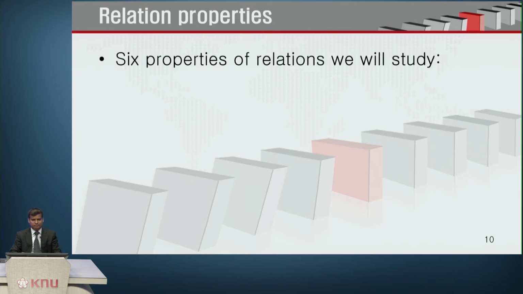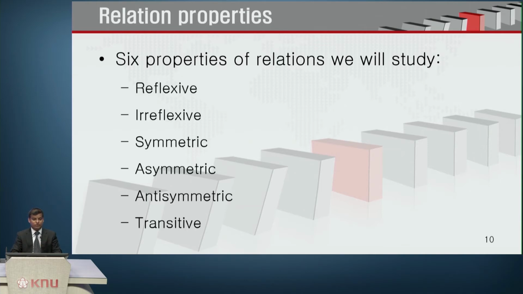Relation properties. There are 6 properties of relations we will study, and these properties are quite interesting, as they can give us more information about how a relation would behave and under what conditions we have to come up with a particular relation. The first one is the reflexive relation, the second one is irreflexive, the third one is symmetric, the fourth one is asymmetric, the fifth one is antisymmetric, the last one is transitive. Let us go one by one and see what they are.